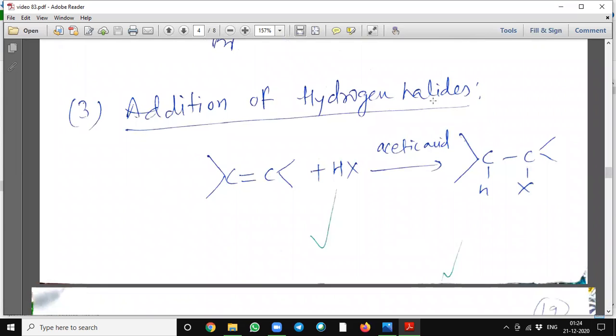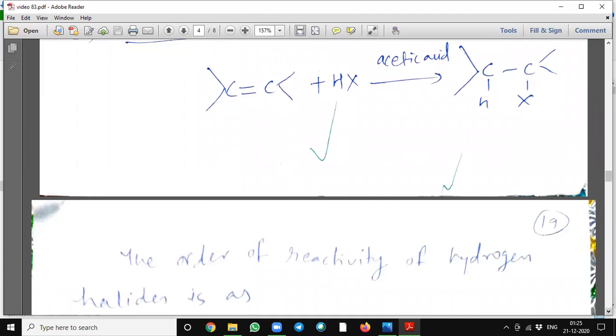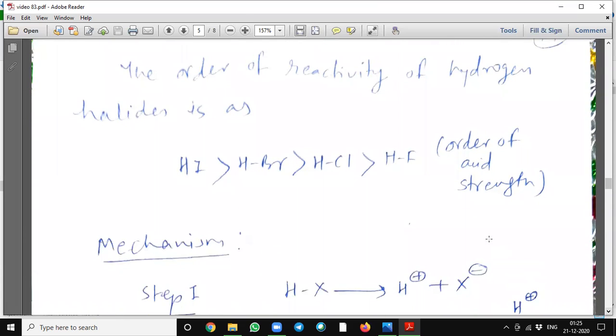Addition of hydrogen halide. When hydrogen halide is added to the alkene in presence of acetic acid, it will give the alkyl halide. The order of reactivity of hydrogen halide is as under. The order of acid strength is like that.